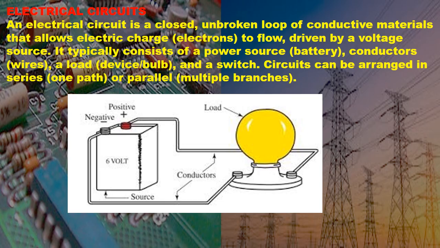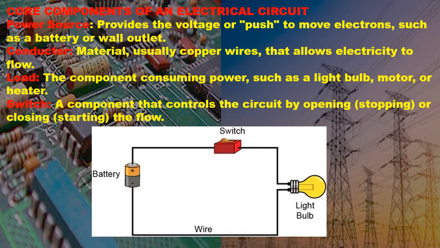So these are the two types of circuit. These are the major components of an electrical circuit. Power source provides a voltage pushed to move electrons, such as a battery or wall outlet. It can be AC or DC power source. We must have a conductor, which is a pathway where the current will travel around the circuit.